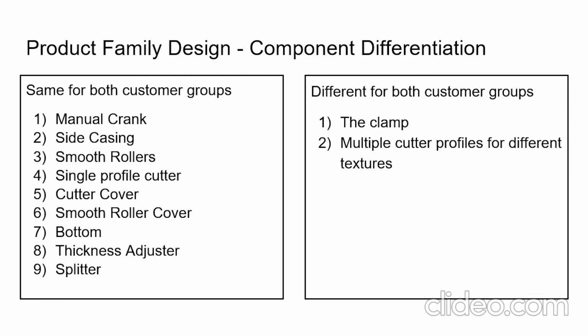So for the component differentiation, there would be 2 main different parts. One would be the clamp, which would be used for the secondary customer but not for the primary, and second would be the multiple cutter profiles that would be present for the primary customer but not for the secondary.